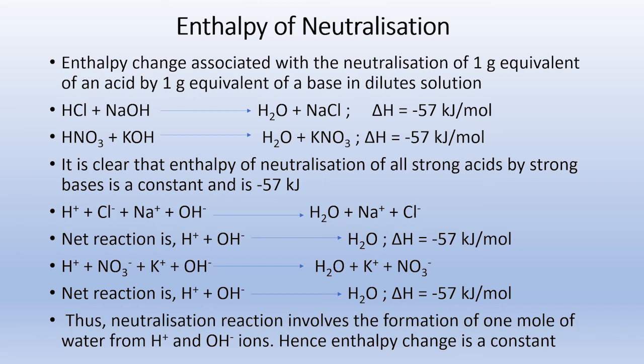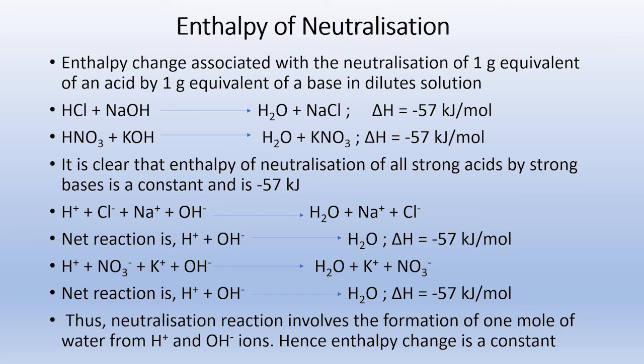So let's see why it is so. Why the constant value, even if we take different acids and different bases? If the acids and bases are strong, then the enthalpy value will be constant and it will be minus 57. So in order to explain this, let's write down the equation in the dissociated form.